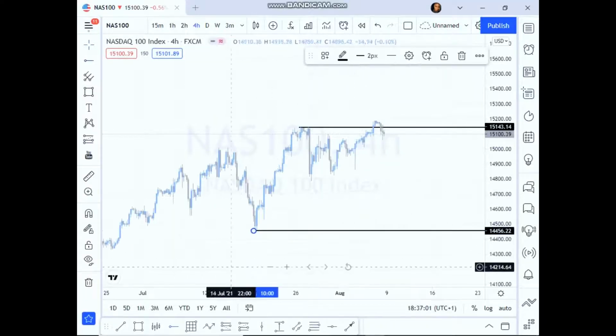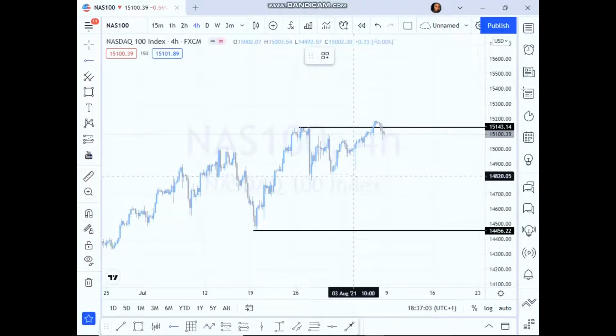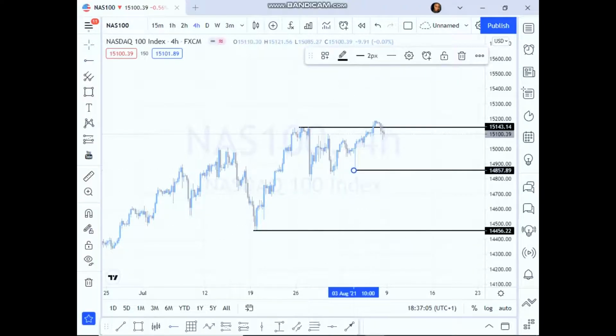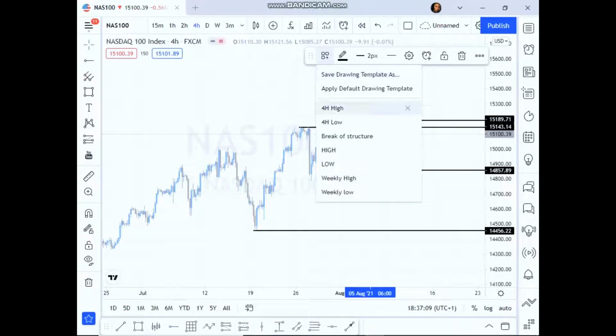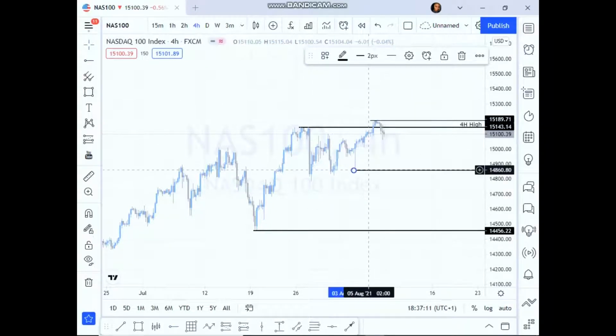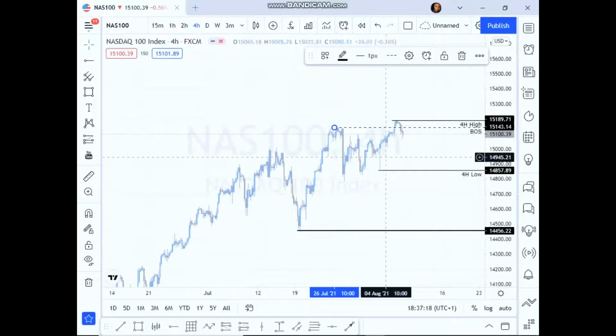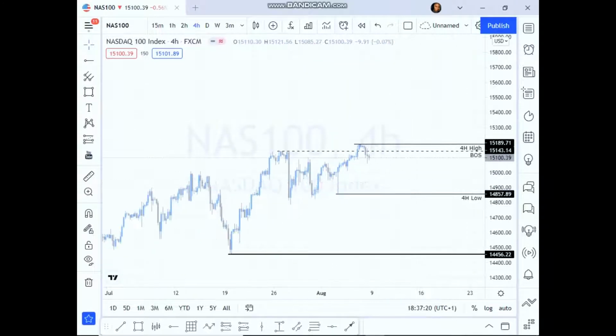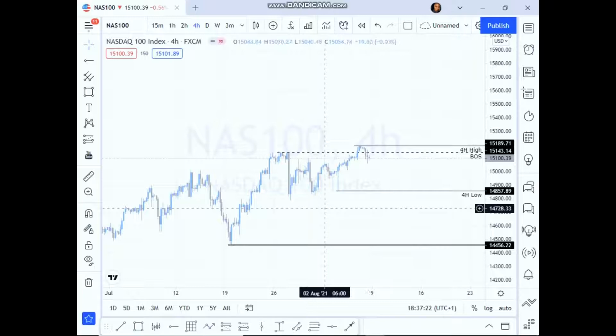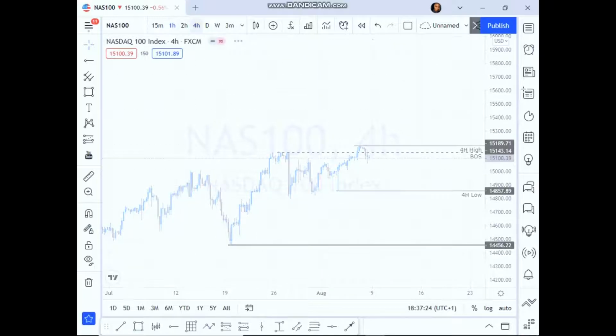Currently I'm on the 4 hourly time frame, just marking out my important levels. For instance, this is my 4 hourly high, 4 hourly low, break of structure right here, and from there, I guess that's that for the 4 hourly time frame. Then we're going to jump down to the hourly time frame.